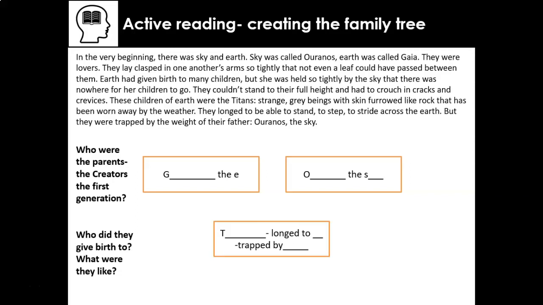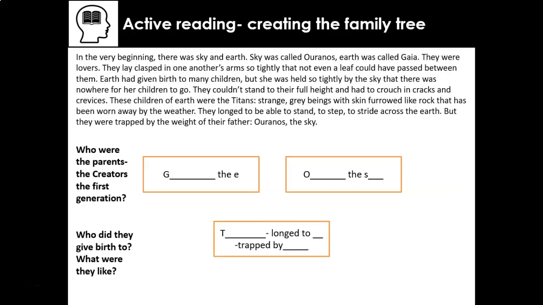Now, as we go through, I've just got the boxes, but you can draw squiggly circles to put your information in. It doesn't have to be neat, sharp boxes. So at the top of the page, at the top of our family tree, we need to introduce the parents. So guys, who were the creators, the first generation? How would we copy and complete these first two boxes using the beginning of the story?